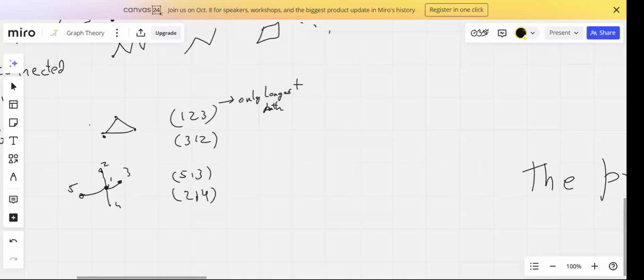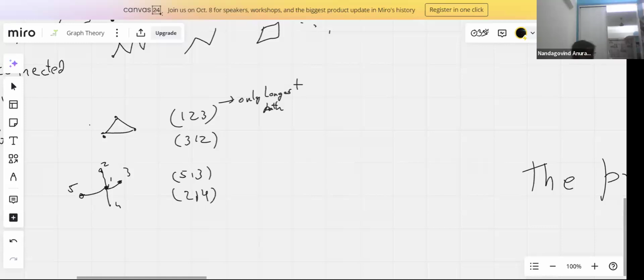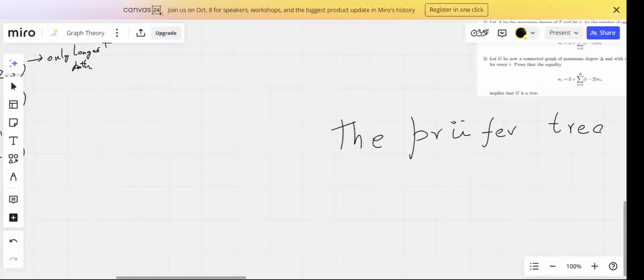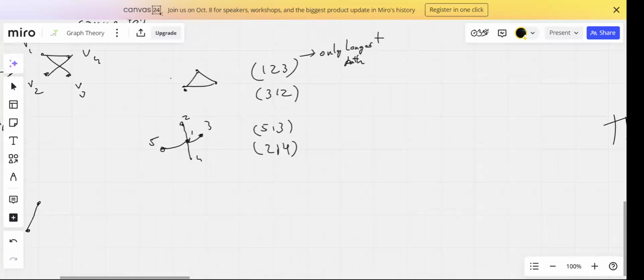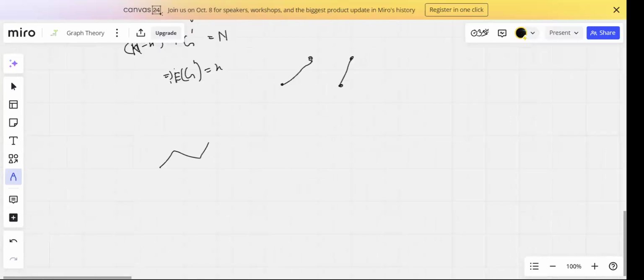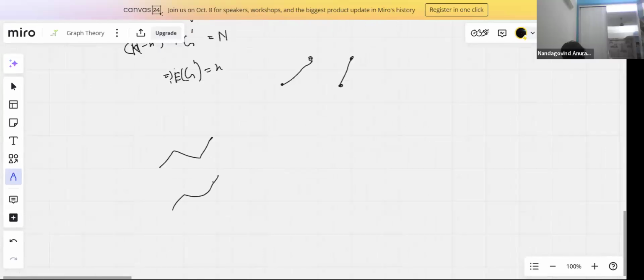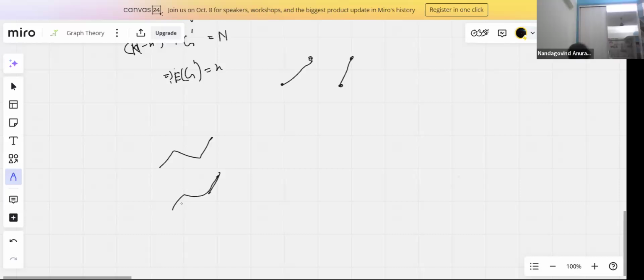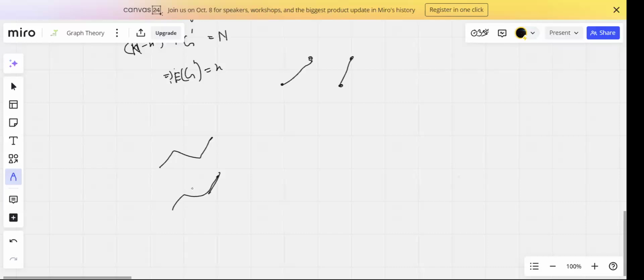Suppose not, then the two longest paths will have different edges. And then I guess you can show that the number of edges in the original graph will be less than the number of edges in the graph formed by this. Then you will be done.